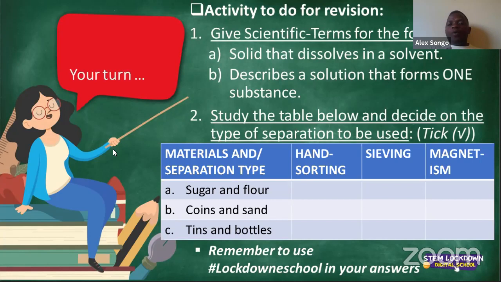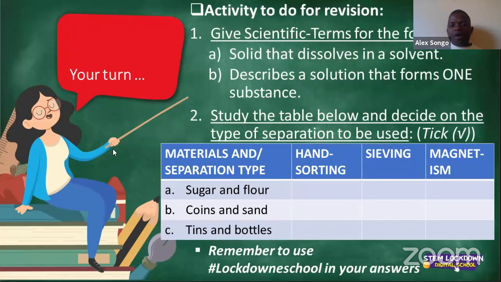What is that? Question number 1B, describe a solution that forms one substance. Again, remember, this was our solvent. I then put in this solid, which was salt. I'm not going to give you the answer for 1A. And then we combined these together and created a solution of salt and water, wherein we cannot see what is what. It's homogeneous because it has become one substance. So what do we call that? What is the word that describes that?